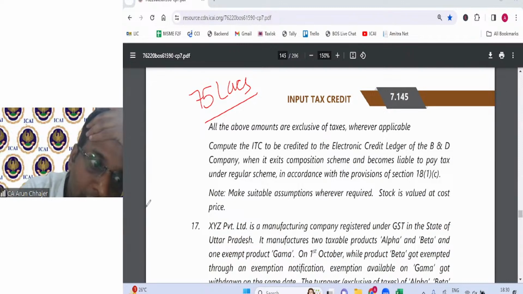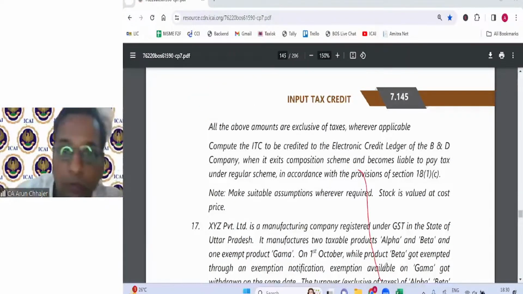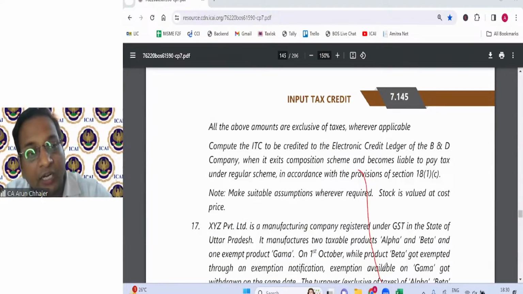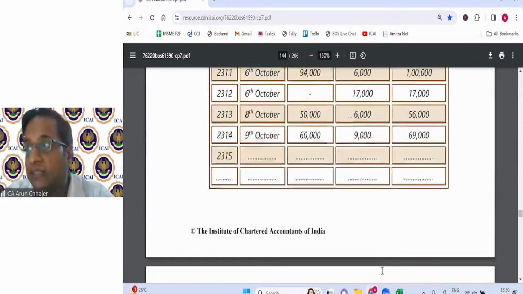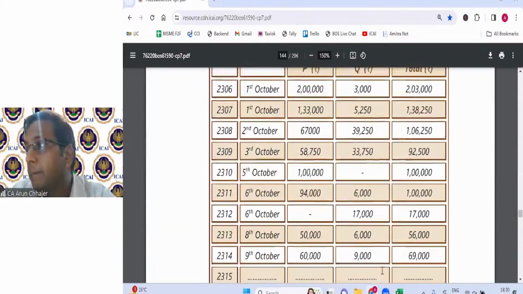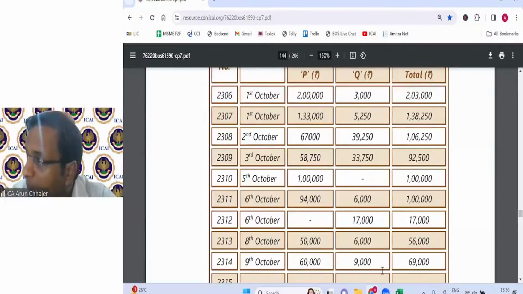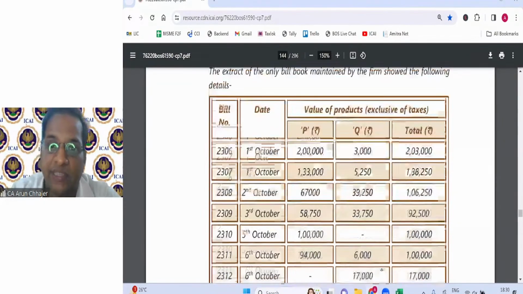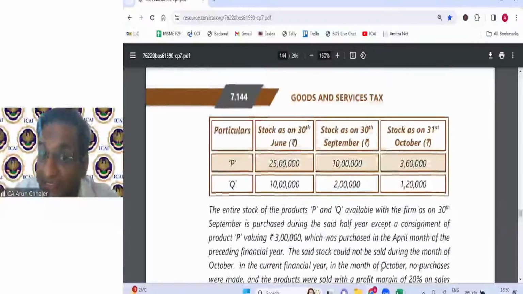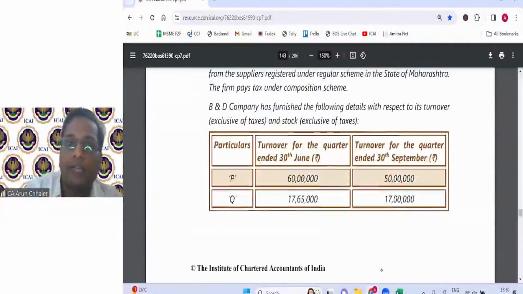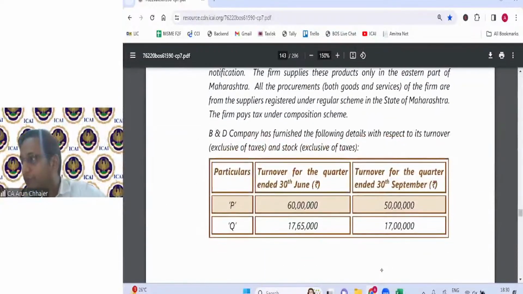Now, let's say if the turnover exceeds on any date, then I can say the composition scheme will lapse. कौन सी डेट से? The day on which turnover exceeds 1.5 CR. अब एक बार कैलकुलेट करते हैं और यहां पर कितना टर्नओवर बनता है. Let me also calculate and you also calculate.